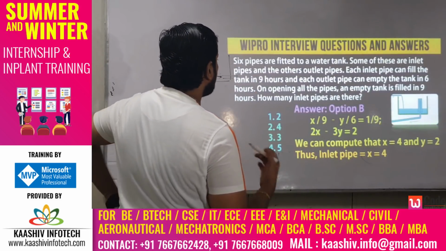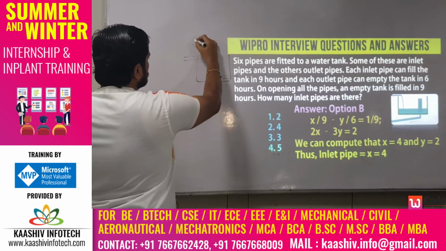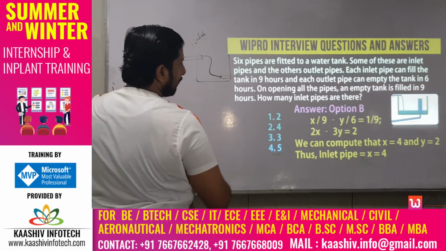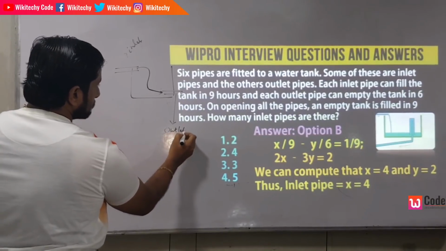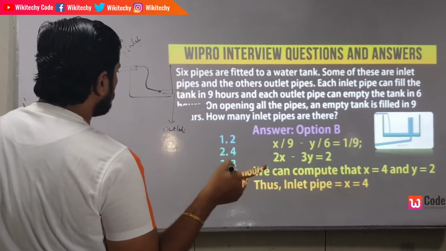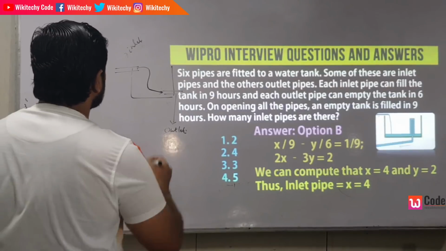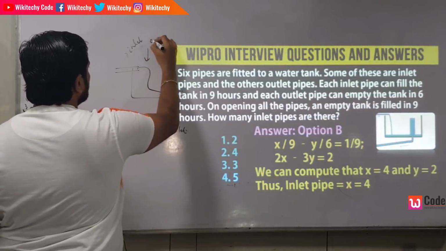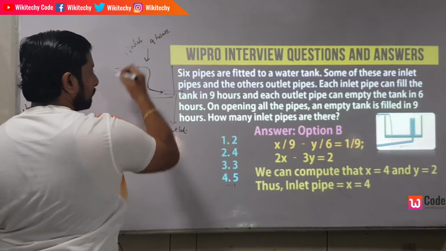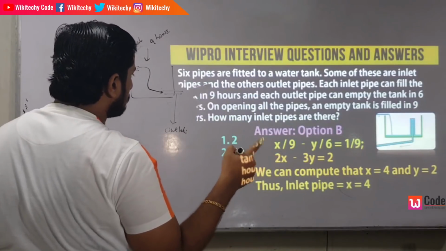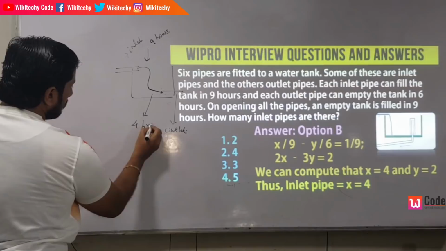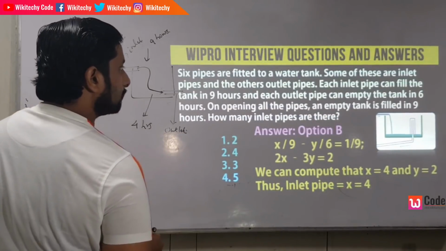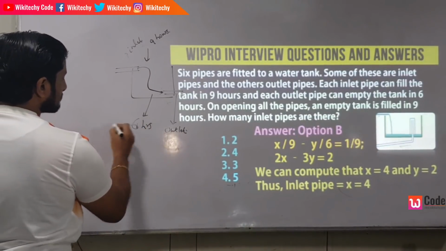Some of these are inlet pipes. This is called inlet pipes. And some of the others are outlet pipes. These are our outlet pipes. Each inlet pipe can fill the tank in 9 hours. This guy is filling the tank in 9 hours of time. And each outlet pipe can empty the tank in 6 hours. This outlet pipe is emptying the tank in 6 hours.